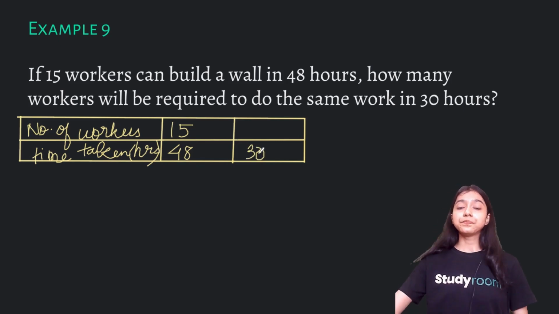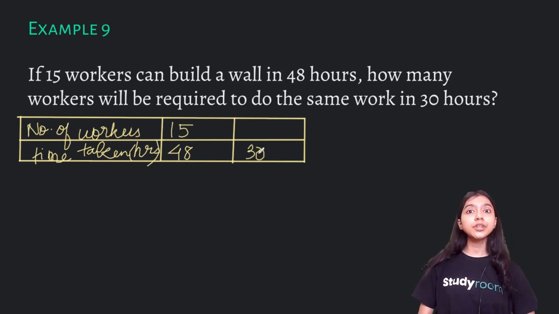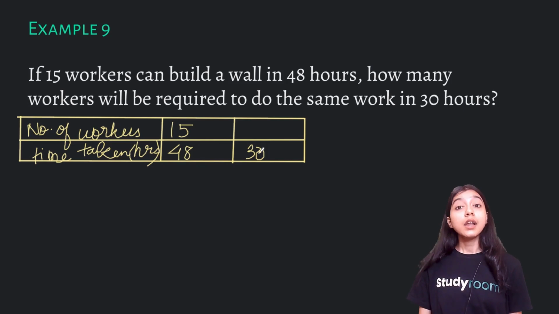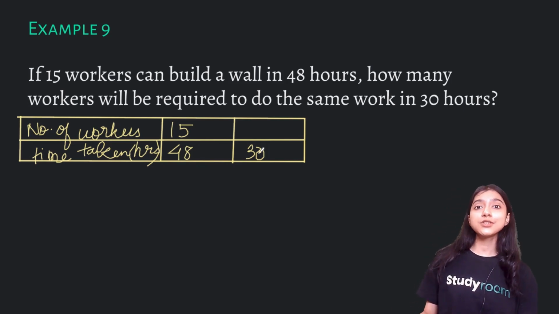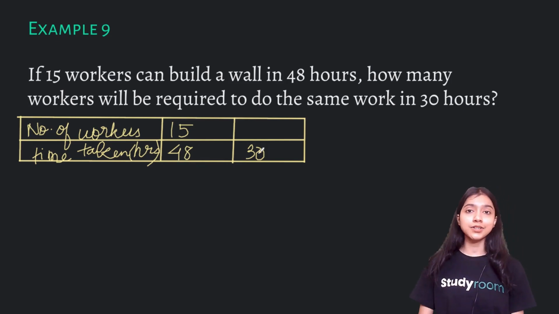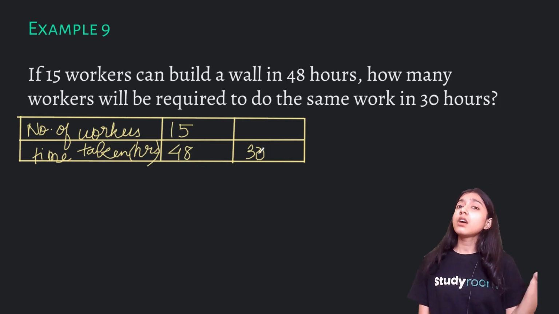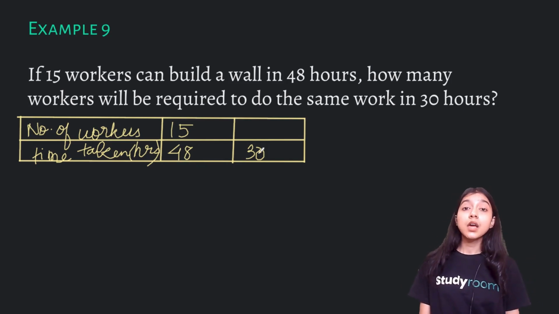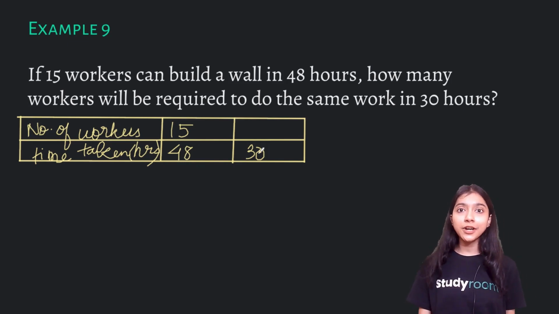This means that I have to build the same wall, but I have less time with me. Instead of 48 hours, I want the wall to get built within 30 hours. So now I have to calculate how many workers I need to get the wall built in 30 hours. Suppose I have a piece of work and it will take me, I guess, 10-15 minutes to finish it, but I wanted to do it in 5 minutes. What will I do? I'll take the help of another friend of mine. So I'll increase the number of people in order to reduce my time.